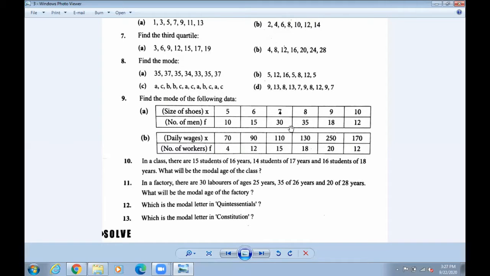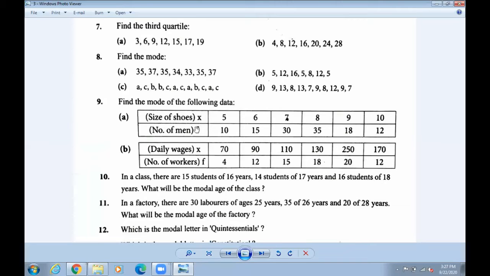So how do we write the frequency? Suppose you see here 35, 37, 35, 34, 33, 35. How many times is 35 repeated? 1, 2, 3. That means it is repeated 3 times, so the frequency to write is 3. So 35 is repeated 3 times: 35, 35, 35. We need to write down the frequency of 35 as 3. Instead of writing like this, it is written here in this way. So this represents that 8 is repeated 35 times.